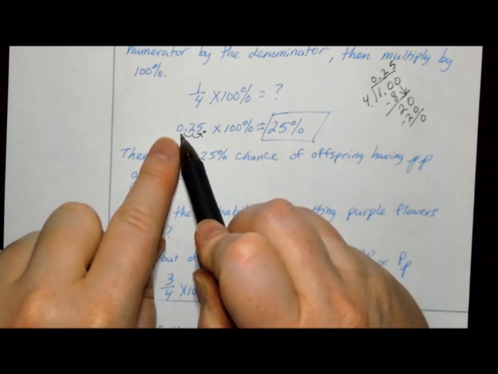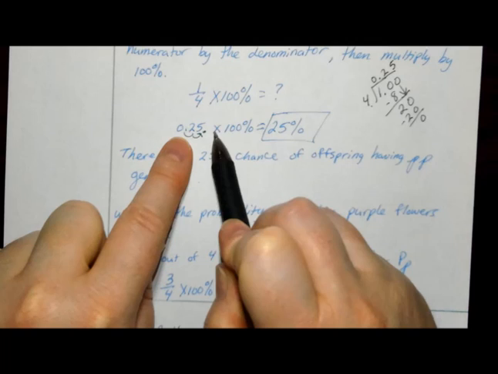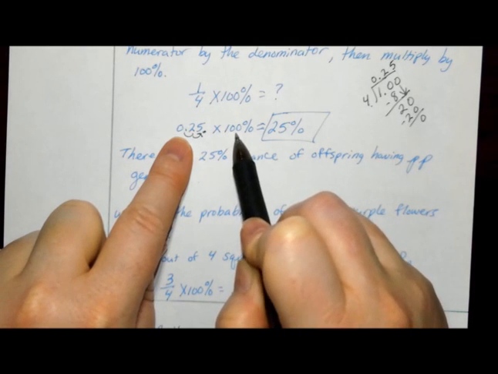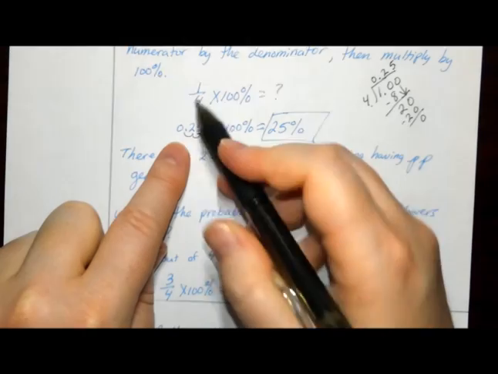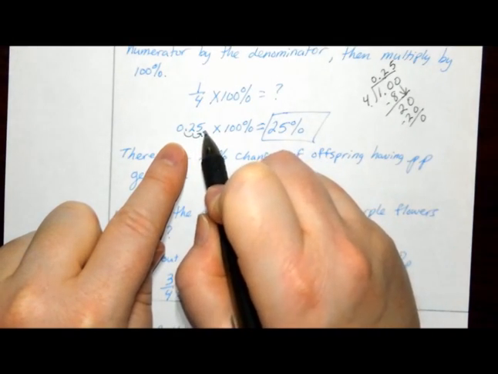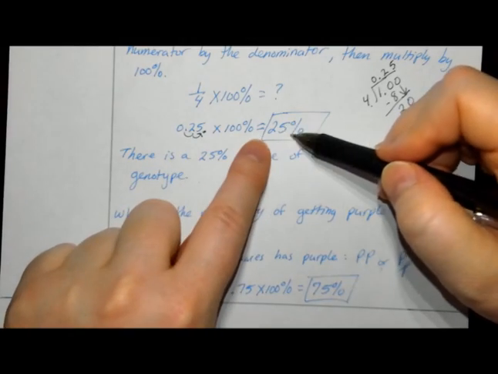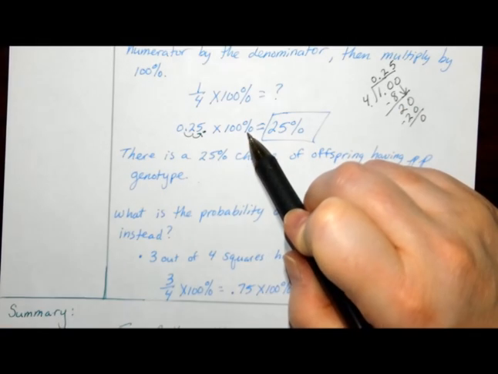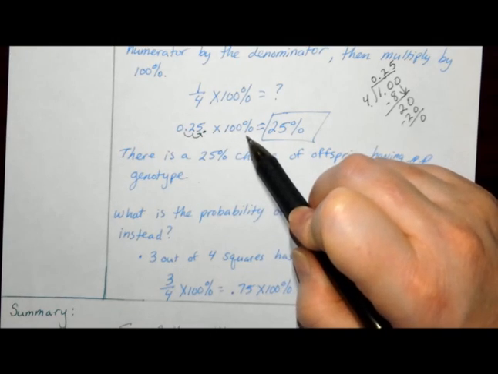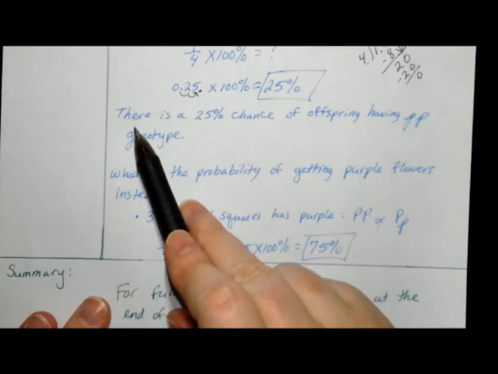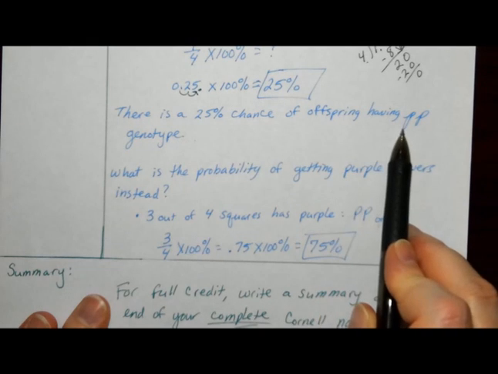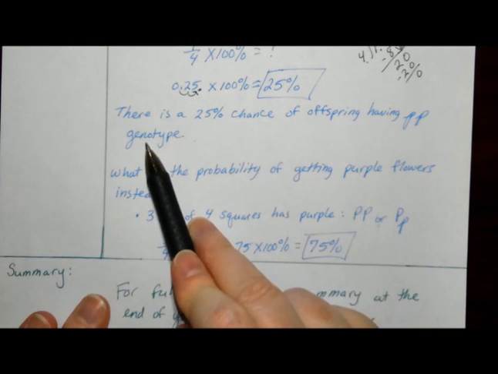So I'm going to write here 0.25 times 100%. I have 2 zeros. I'm multiplying by a power of 10. All I have to do is move that decimal place over to the right 2 times, and my answer is 25. I'm going to pretend this is a unit, percent. So 25% is going to be my answer. So there is a 25% chance of offspring having lowercase p genotype.